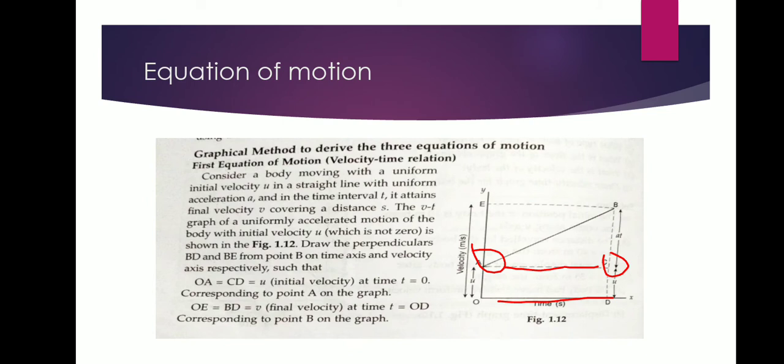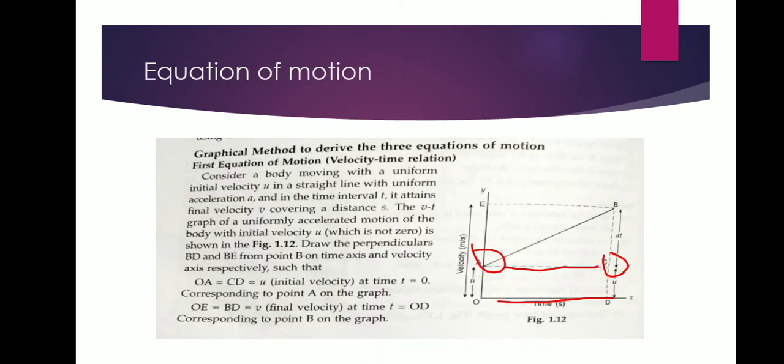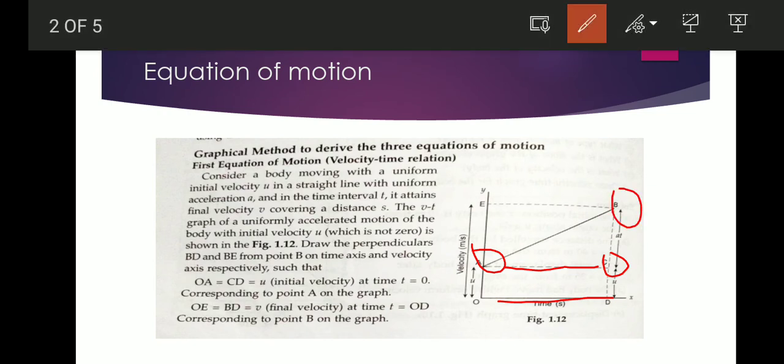OD is equal to AC. Their length is equal in this case. That is time. Then we know that acceleration of the body is equal to slope of the straight line. That is, acceleration is denoted by a. This a is acceleration. It is equal to BC divided by AC. Okay, B is this and C is here. That will be BC divided by AC.